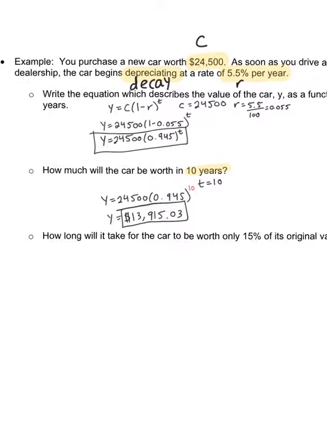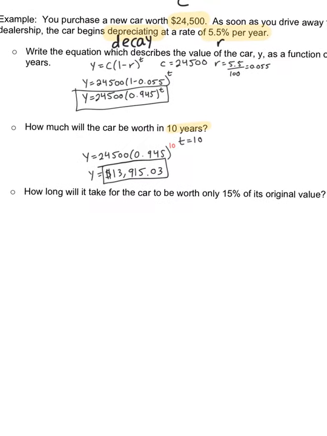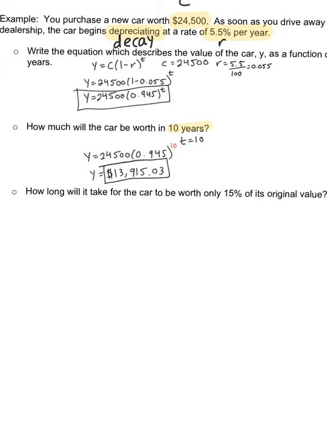Now we're looking at how long will it take for the car to be worth only 15% of its original value. So that 15% that it's giving me is a Y value. It's saying that after a certain amount of time, I'm going to be left with 15%, or 0.15 as a decimal, of the original amount that I have. So I'm going to put 0.15 times, well, the original amount that I paid for the car was $24,500. So if I multiply that, it's going to give me 3,675. So in my equation, I'm going to replace Y with 3,675.